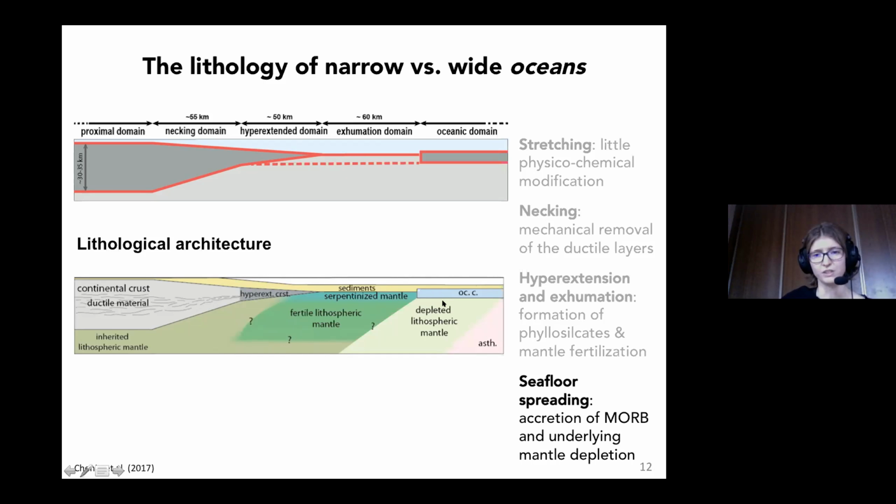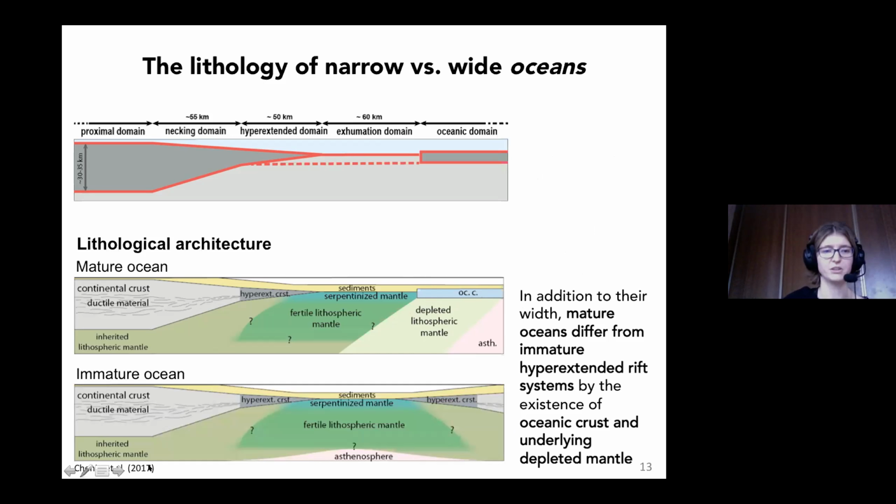Then when we go to steady state seafloor spreading, the mantle is depleted and we have this residual harzburgitic mantle beneath a steady state oceanic crust. So that's the state of a mature ocean. And an immature ocean stops before the formation of oceanic crust, so it doesn't show this depleted mantle zone. So the main difference between a mature ocean and an immature ocean is the existence of this depleted mantle and overlying oceanic crust.